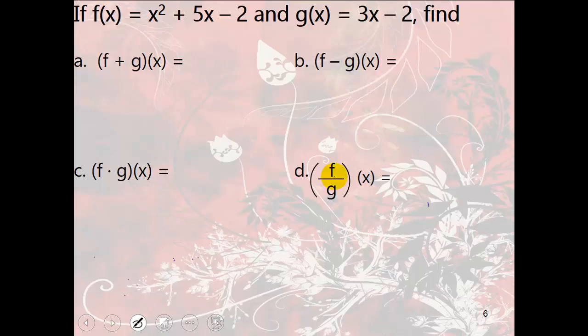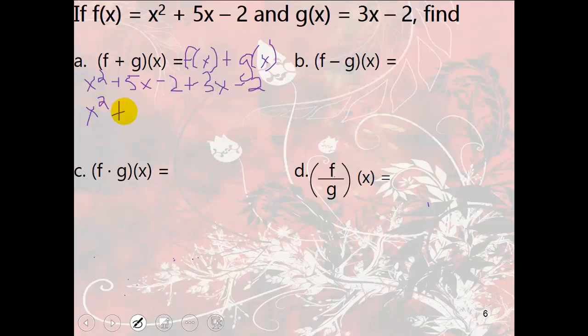So I have f plus g of x, which is just f of x plus g of x. I'm just going to add those two together, and I get x squared plus 5x minus 2 plus 3x minus 2. I'm going to combine like terms. So I have x squared, 5x plus 3x is 8x, and negative 2 minus 2 is negative 4. And that is my addition function.